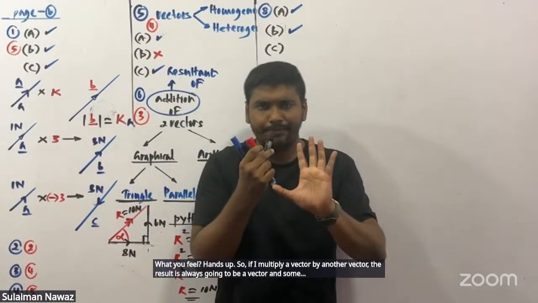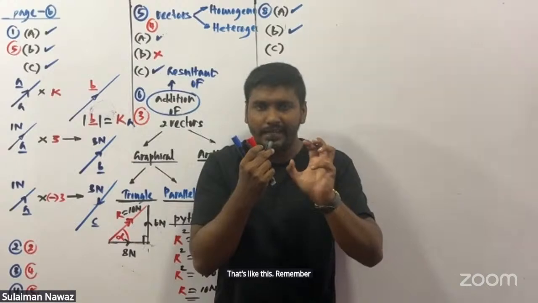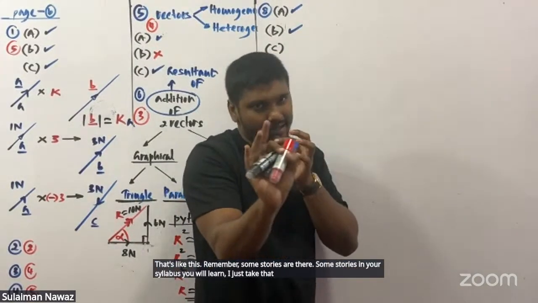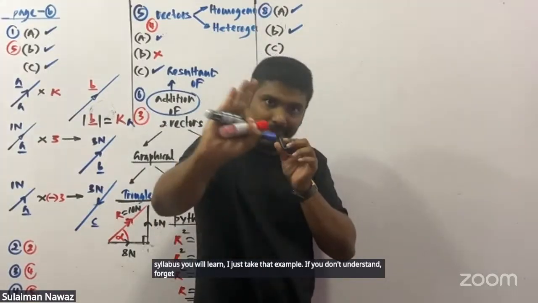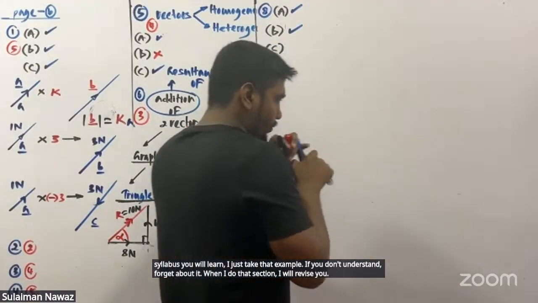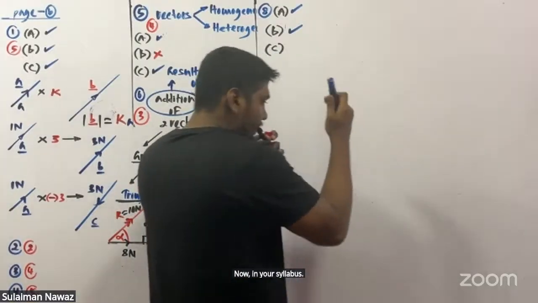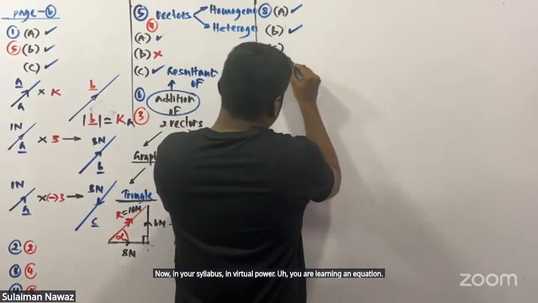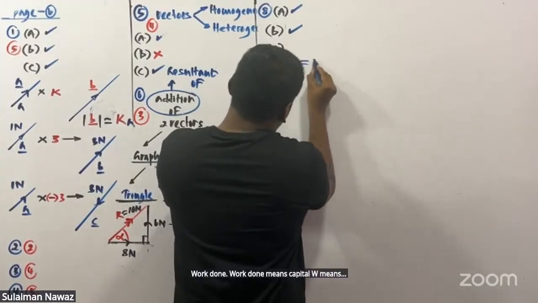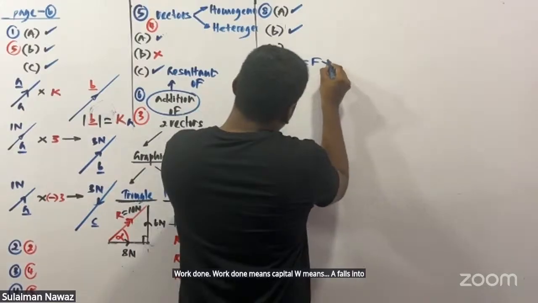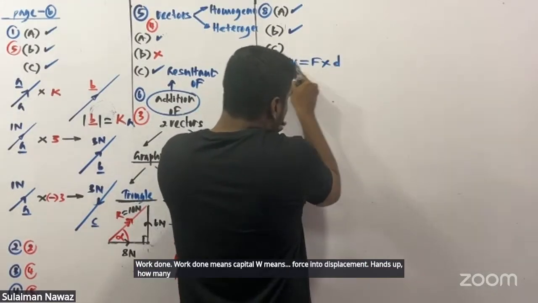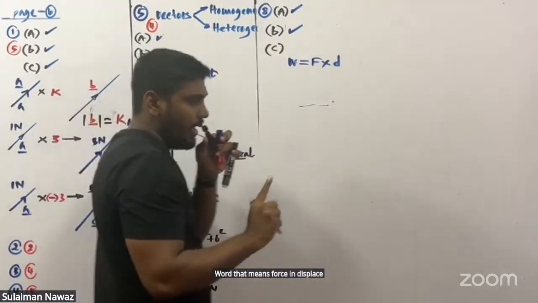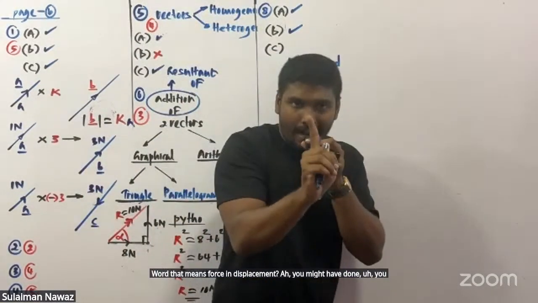Remember, there are some stories in your syllabus you will learn. I just take that example. If you don't understand, forget about it. When I do that section, I will revise you. Now in your syllabus, in work, energy and power, you are learning an equation. Work done, capital W, means force into displacement. Hands up, how many of you learned this equation when you were doing O levels? You might have learned. Another equation I will tell you.